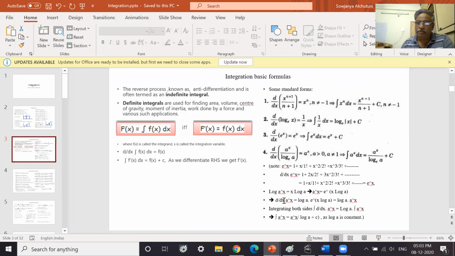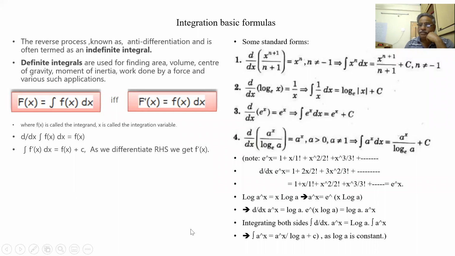So when I integrate on both sides, the integration of a to the power of x is equal to a to the power of x by log a plus c. Log a means log a to base a. So this is how this formula has come into existence. Integration of e to the power of x is e to the power of x plus c. Integration of a to the power of x is a to the power of x by log a plus c.